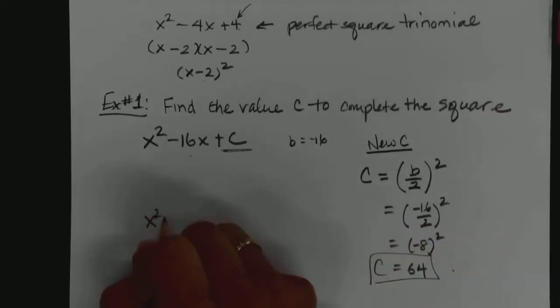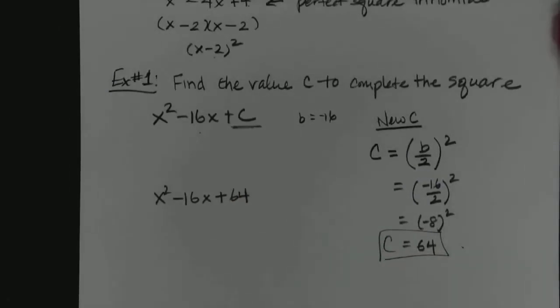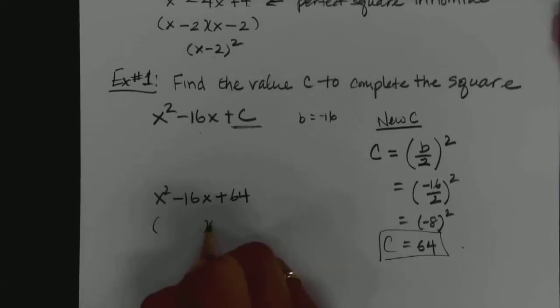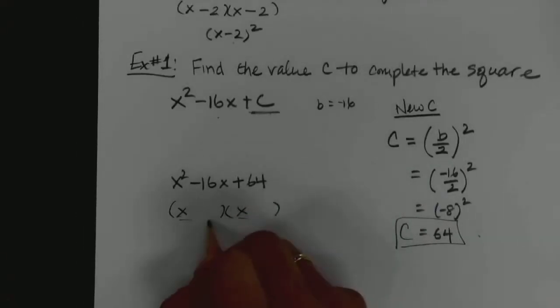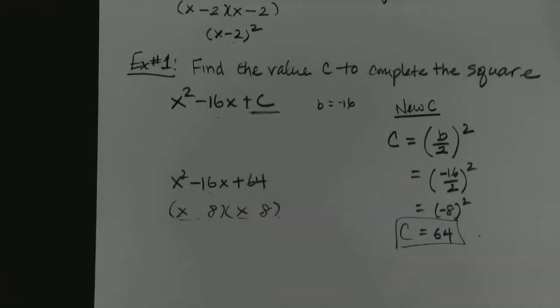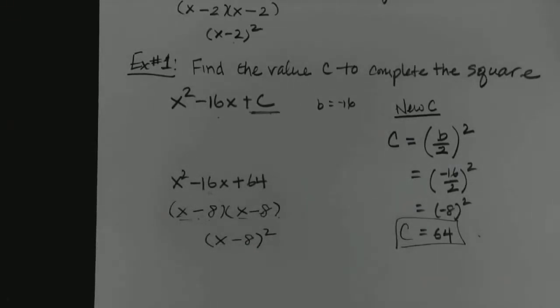But let's finish it. So x squared minus 16x plus 64, right? Now this is a perfect square trinomial. And if I were to factor this, x times x is x squared, right? What times what is 64? 8 and 8. And then they have to both be negative because I want them to add up to negative 16, so negative 8 and negative 8. See how they're exactly the same? Yes. So then I could rewrite this as negative 8 quantity squared.